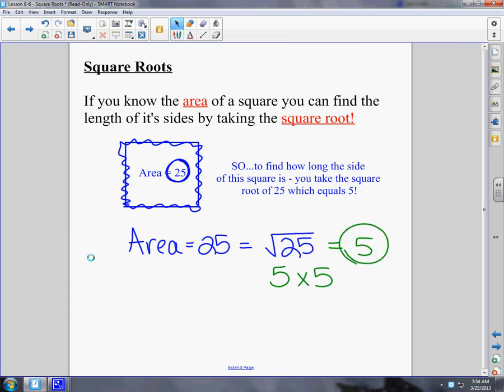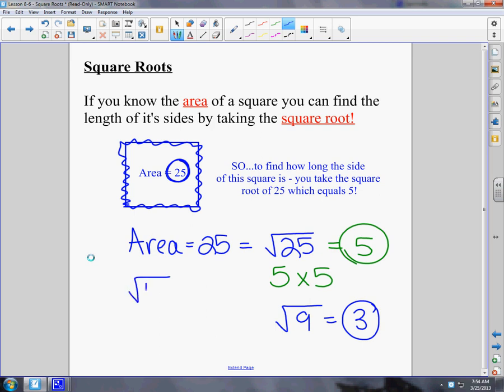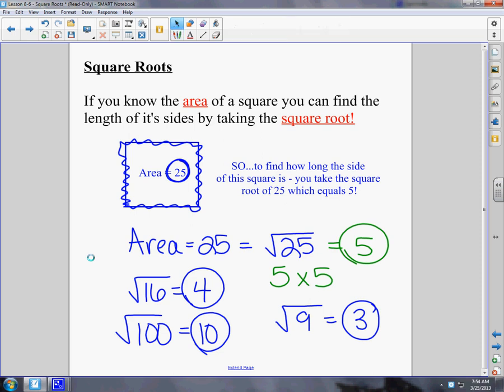And further on, if you keep going, the square root of 9 would be 3, because 3 times 3 is 9. And the square root of 16 is 4, because 4 times 4 is 16. And the square root of 100 is 10, because 10 times 10 is 100.